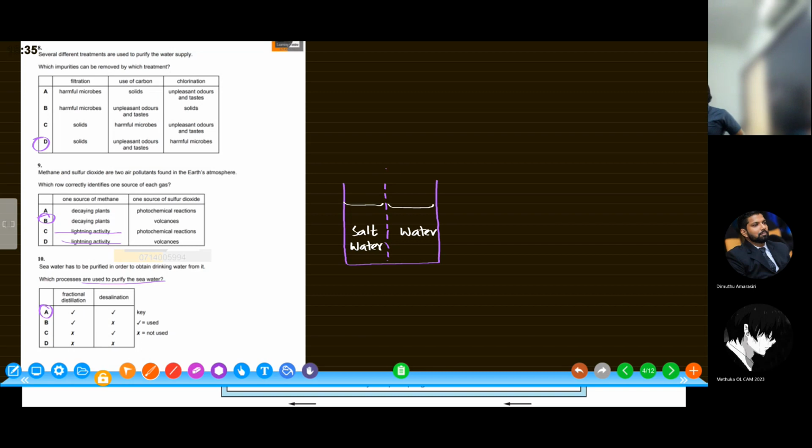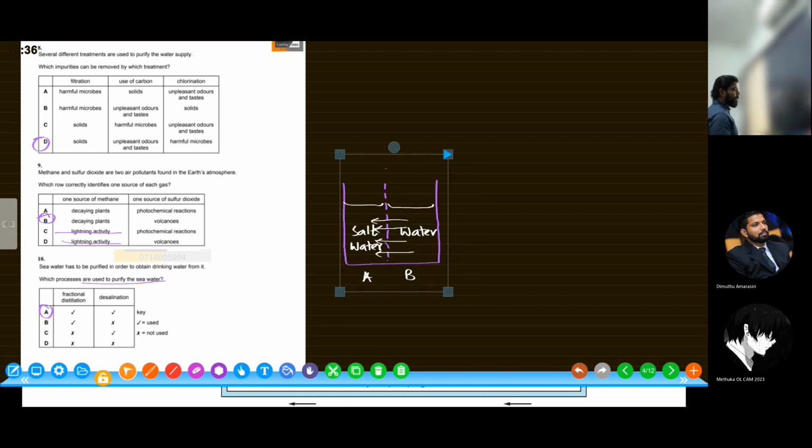What will happen to the water levels? Water. The A side, the B side, which one increases? A side increases. Why? High water potential. What do you call that process? Osmosis, right? So in osmosis water molecules come to this side, because you have high water potential on that side. So the water level increases.